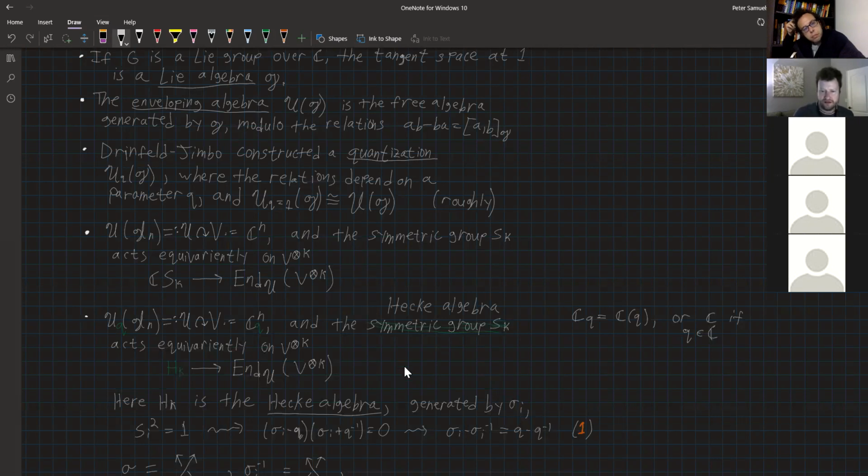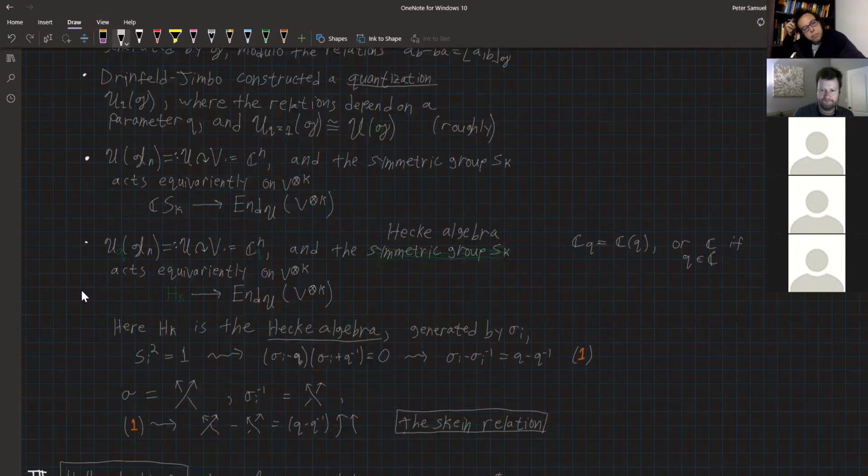You can define this explicitly algebraically. In the symmetric group, there are these relations that the square of a transposition is the identity. That deforms to a quadratic relation for generators sigma_i, which are deformations of transpositions. You can write this quadratic relation as sigma_i minus sigma_i inverse equals Q minus Q inverse.